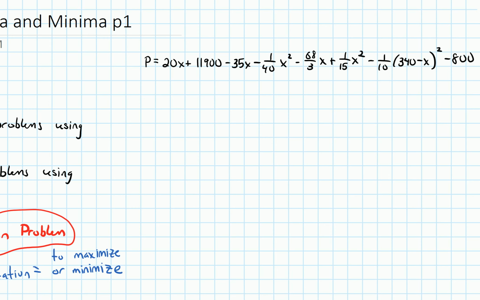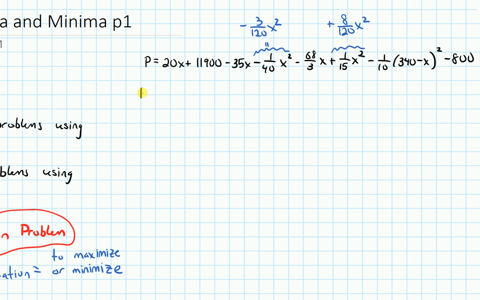So we can simplify further by combining some like terms. For example, I noticed that this is an x squared term, and this is an x squared term. So I could get a common denominator, and it turns out that common denominator is 120. If I multiply this first fraction top and bottom by 3, we'll get negative 3/120 x squared. And for the 1/15 x squared, I have to multiply the top and the bottom by 8, so that'll become plus 8/120 x squared.